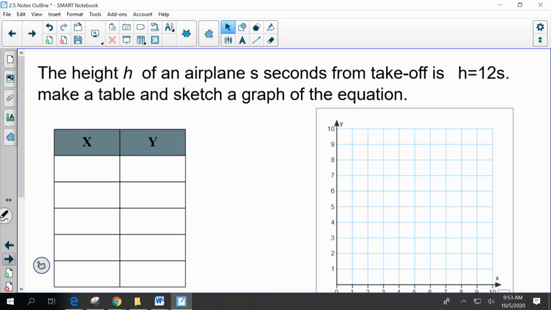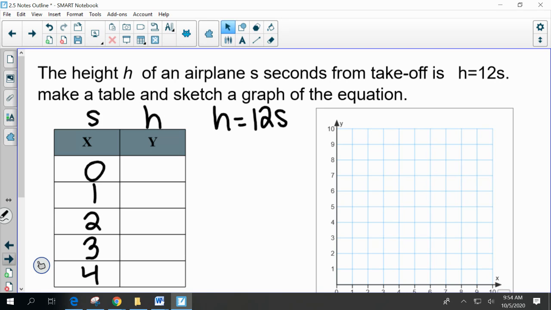Okay, number 2. The height h of an airplane s seconds from takeoff is h equals 12s. Make a table and sketch a graph of the equation. Okay, so again, our input goes with s. Our output goes with h. So s seconds. Can you have -2 seconds? No. So again, I'm going to start at 0 because I can't have negative seconds. And I'm going to plug in my numbers.